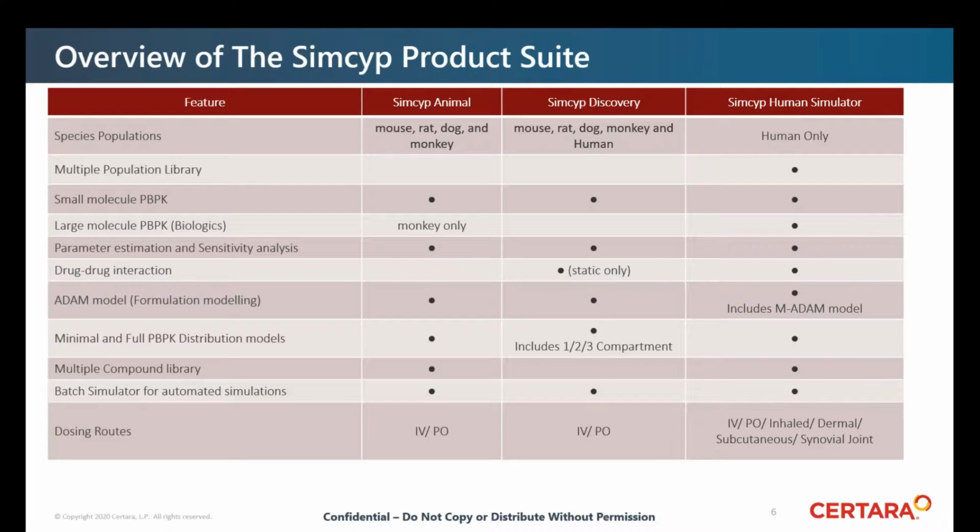As we'll talk about, one of the intended applications is for pipeline optimization and formulation selection. And so that batch processing is designed to help with processing multiple compounds at the same time. Further, we support in Discovery the IV and oral routes of administration, which is also supported in Simcyp Animal. And in the full Simcyp Human Simulator, we offer several other routes of administration, including inhaled, dermal, subcutaneous, and synovial joint.